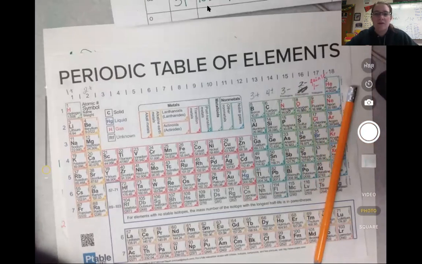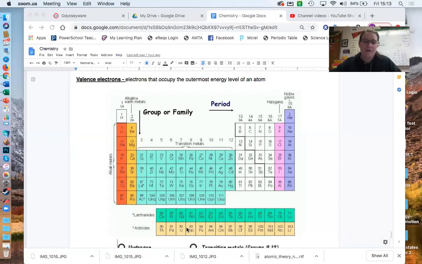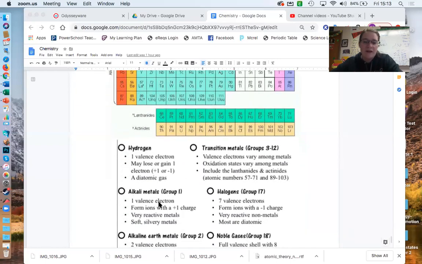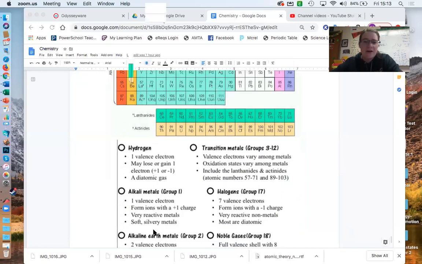And so if I were looking at everything in group 1, everything in group 1 has a special name, which is alkali metals. And so right here we see these are our alkali metals. All these alkali metals have 1 valence electron. They tend to form charges of 1 plus, and they are very reactive.